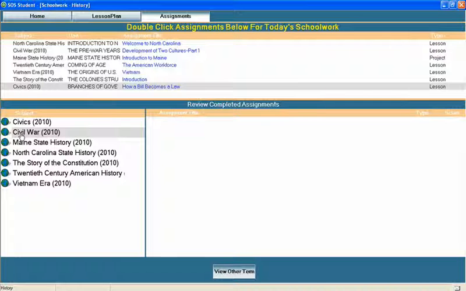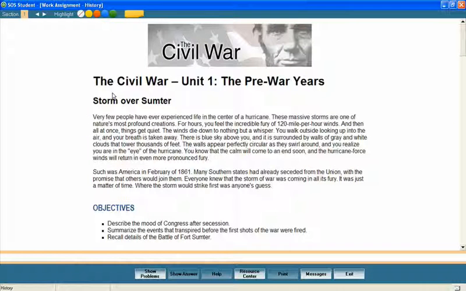Now let's take a look at a Civil War lesson to see how topics like these are covered. In a unit entitled The Pre-War Years, let's look at a lesson called Storm over Sumter.